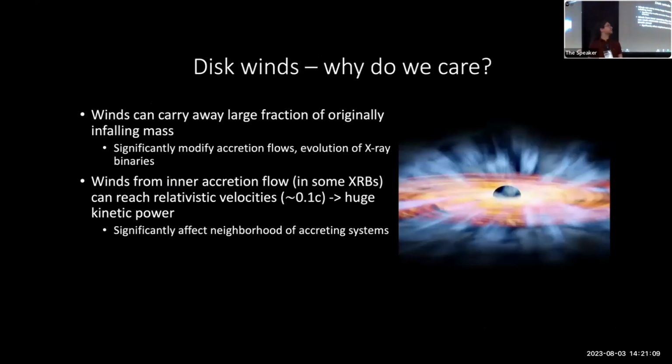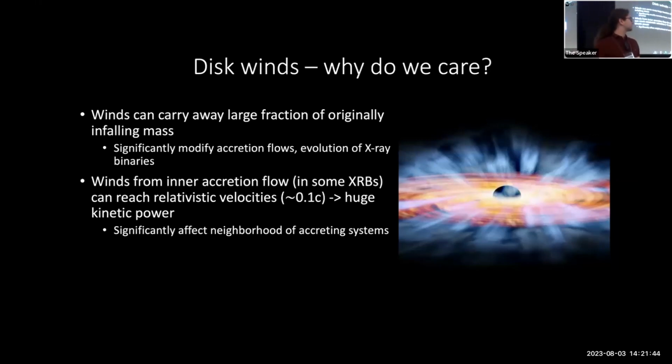But a good question to begin with is, why do we care at all about these phenomena? Are they just a curiosity, or do they actually matter physically in these systems? And the answer is that they are potentially very important because they have the potential to carry away a significant fraction of the original infalling mass. Therefore, they can significantly modify the inner accretion flows of X-ray binaries. And also by non-conservative mass transfer, they can modify the evolution of X-ray binaries.